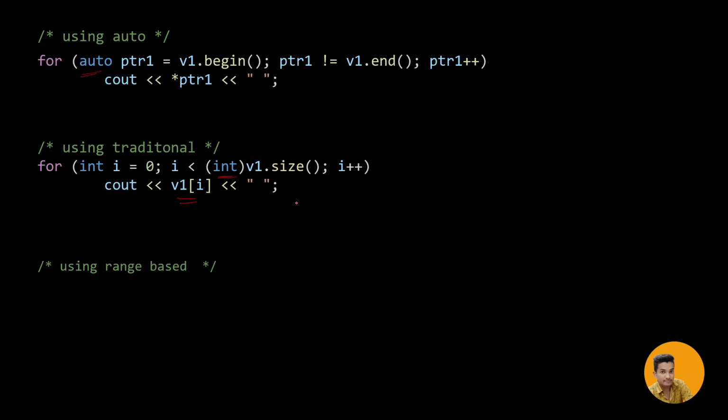Then there is another method which is range based, meaning using a colon in the for loop. You must have seen it. Here is our vector, and using the auto keyword and the range based for loop, which is the colon, we are showing the contents of the vector. So this is even shorter.